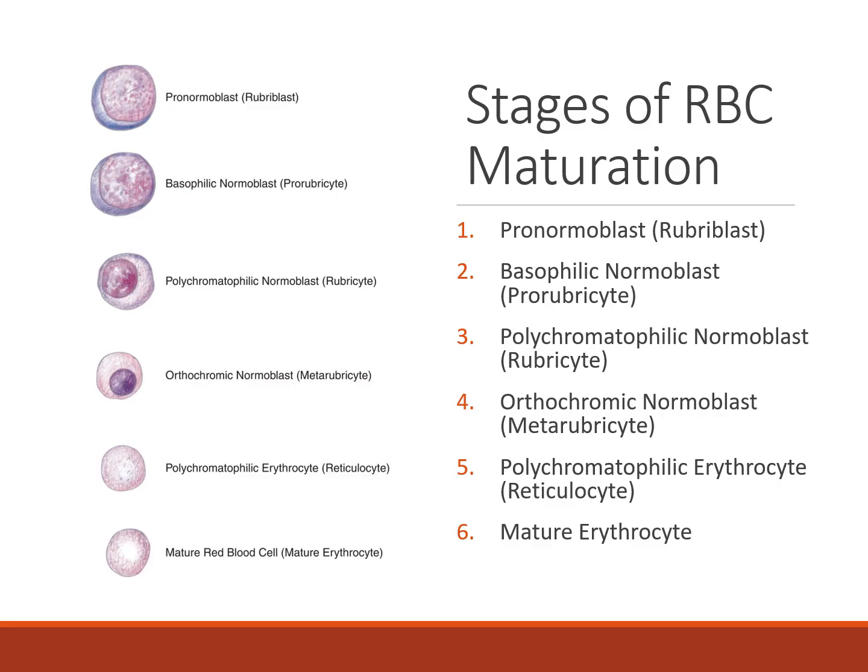Pronormoblast, which is also called a rubroblast, basophilic normoblast, aka the prorubrocyte, polychromatophilic normoblast, the rubrocyte, orthochromic normoblast, the metarubrocyte, polychromatophilic erythrocyte, also known as the reticulocyte, and then last but not least, we have the mature red blood cell, aka the mature erythrocyte. So remember, for your exam, you're definitely going to need to know both of those nomenclatures, but you're also going to need to potentially know it for your board exams with the ASCP.